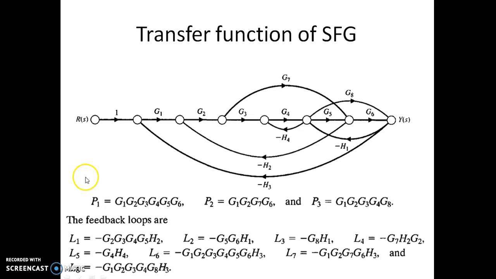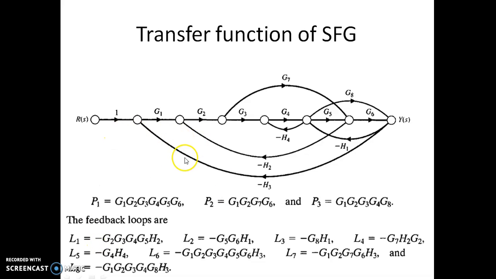Let us consider one more signal flow graph, which consists of different loops and forward paths. If you observe, the number of ways of reaching Y(s) from R(s) is, as you can see here, 1 into G1, G2, G3, G4, G5, G6. This is one forward path, which is named P1. And we have P2, which is 1 into G1, G2, and then you can go up here, this is G7 and G6. That is P2. And we have P3, that is 1 into G1, G2, G3, G4 and G8. That is P3.